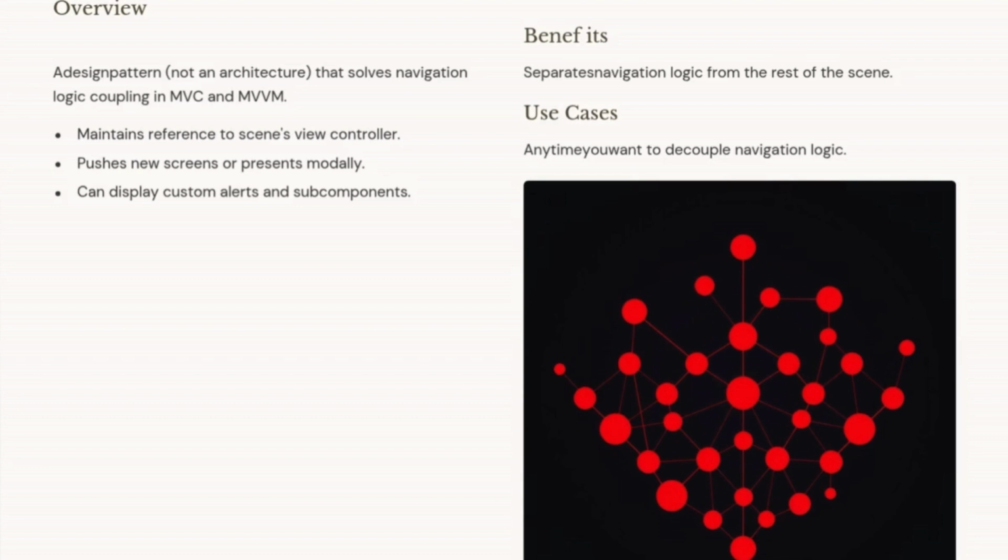Basically, it maintains a reference to the scene's view controller, and through it can push a new one to its navigation controller or maybe present a new screen modally. Some people even like to display custom alerts and other subcomponents through the coordinator. So when will we be using this coordinator? Anytime you want to separate navigation logic from the rest of the scene. This is where we can use the coordinator pattern.